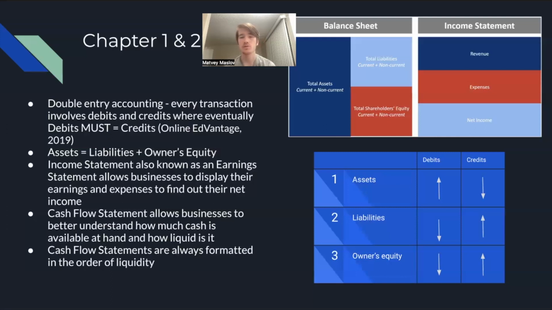You can also see this table on the bottom right corner, where assets get increased by an increase in debits, while they get decreased with an increase in credits. And it works oppositely for liabilities. So in order for liabilities to increase, it has to be recorded as a credit. And same thing with the owner's equity in this case as well.